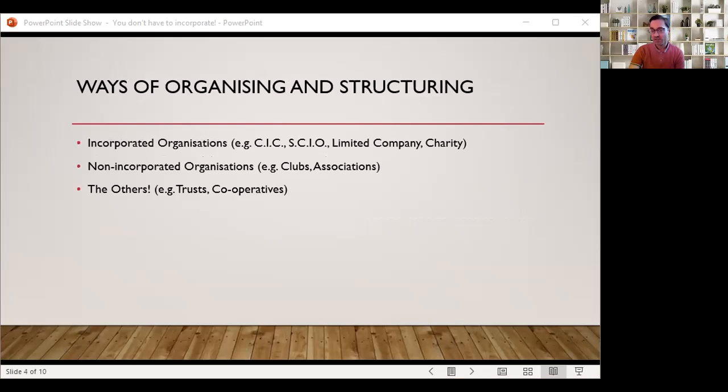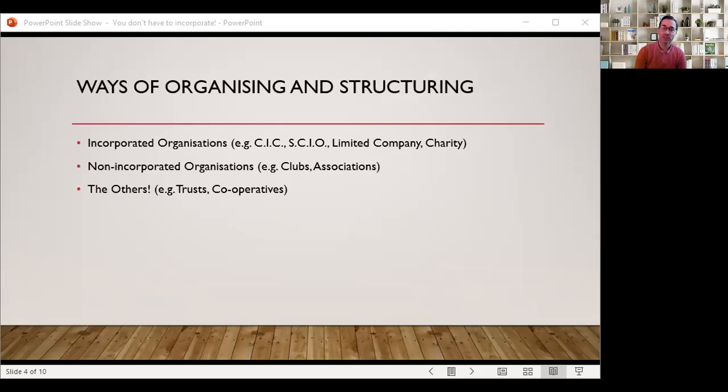So I've broken down ways of organizing and structuring into three main camps. You have incorporated organizations, for example, community interest companies, SCIOs or Scottish charitable incorporated organizations, limited companies, charities, non-incorporated organizations, for example, small clubs and associations, and then there's others like trusts and cooperatives, which I don't think are particularly relevant, even though they do exist.